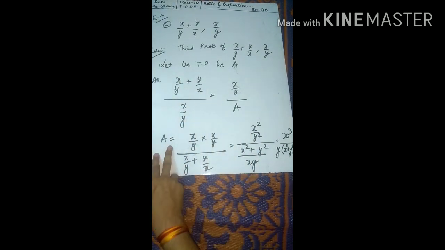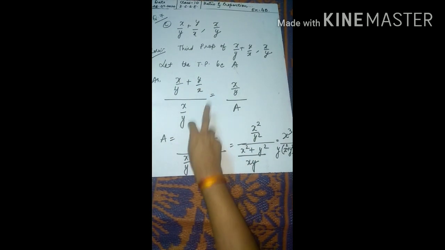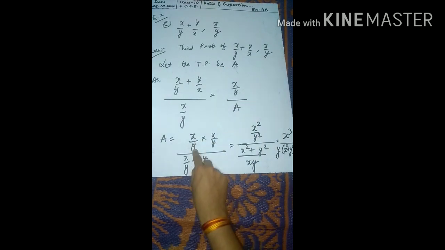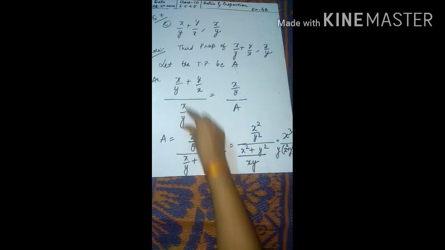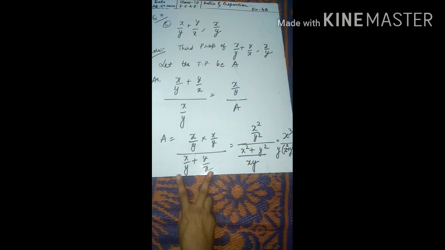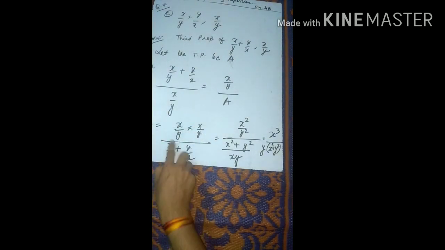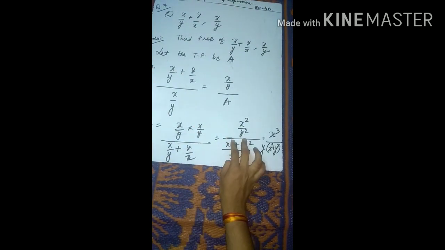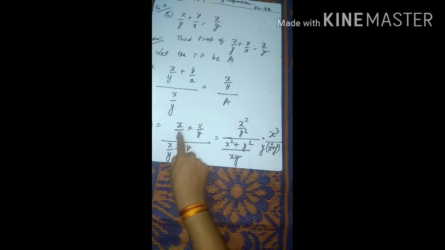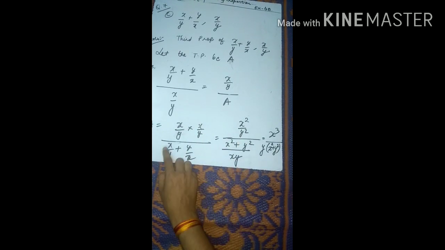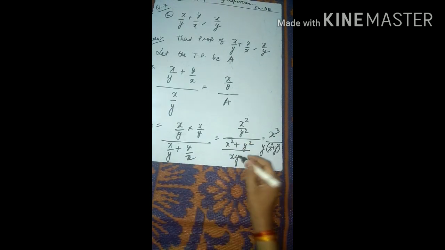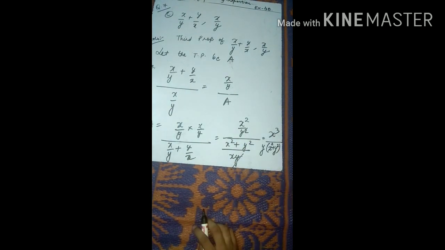Take A here and this in the denominator, and x upon y on that side. So x upon y into this x upon y, upon this whole quantity. x upon y into x upon y will be x square upon y square, x into x is x square, y into y is y square. Here you take the LCM: x into x will be x square, y into y will be y square, and upon will be xy. So here one y with this y will be cancelled.